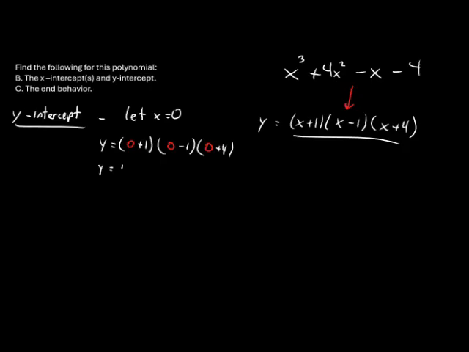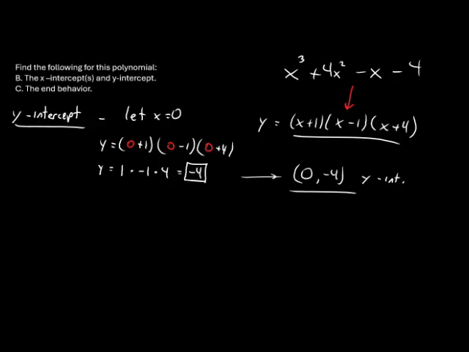When we simplify, we'll have 1 times negative 1 times 4. Multiplied together, this will make negative 4 for our y. This means that our y-intercept will have an x value of 0 and a y value of negative 4. We'll write our y-intercept as 0, negative 4.